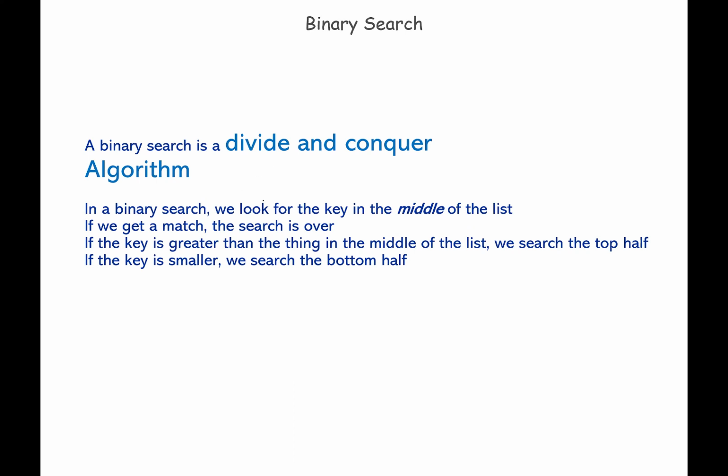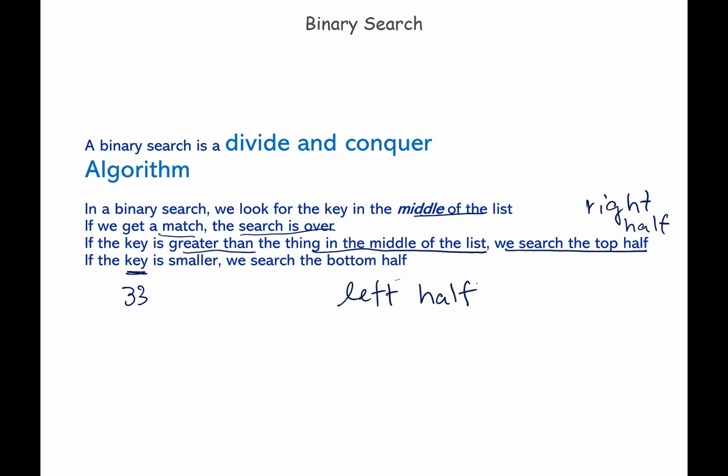So you see how binary search is being done. It's a divide and conquer algorithm. We look for the key in the middle. If we get a match, then the search is over. If the key is greater than the thing in the middle of the list, we search the top half or the right half. If the key that we were searching, suppose we were searching 33, is smaller than the middle element, we search the bottom half or the left half. That's exactly what I showed you, right?